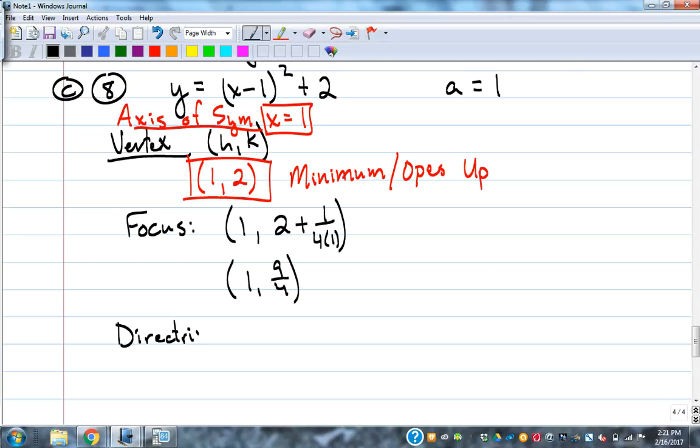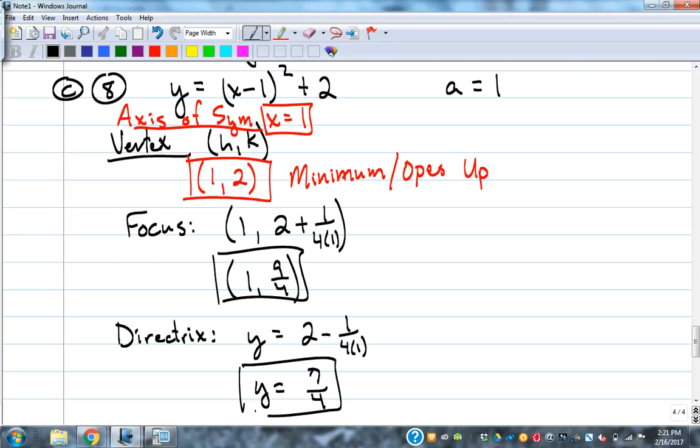Directrix. Same thing. Y, and we're doing the K value of our vertex. What's the Y value of our vertex? 2 minus 1 over 4A. 1 3/4, so that'd be 7 over 4. So there's our focus. There's our directrix. What about discriminant? Do we find the discriminant on this one? No, it's not in standard form. No need to find the discriminant.